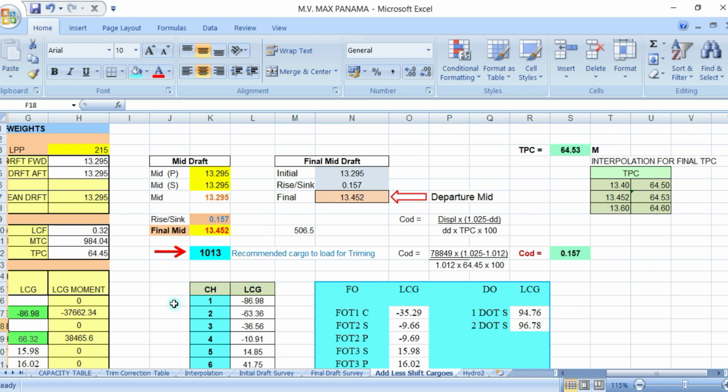Supposing you are now at berth, you're loading, and the foreman stops loading, and he says, "Chief, this is now the draft at present, which is 13.295, which is the initial, and aft will be 13.295, which is even keel, and your mid port will be 13.295." So how much is your departure draft? So the departure draft will be 13.452.